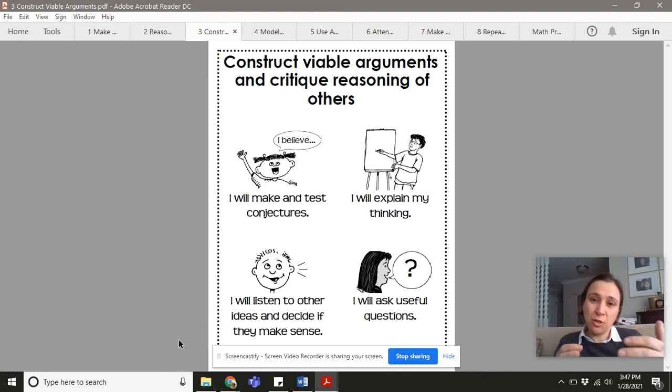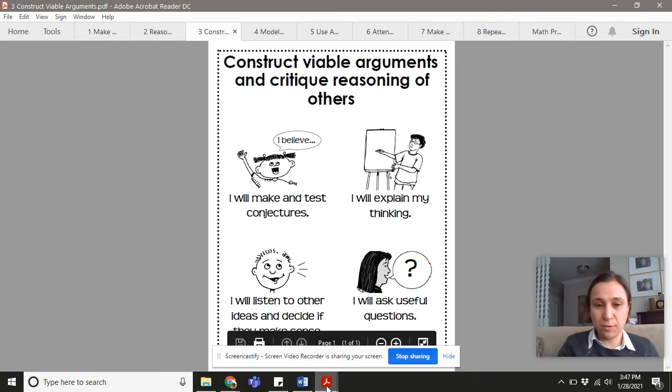We have to ask each other questions about our thinking. We have to listen to each other. And then we have to argue our mathematical argument to decide if we agree or disagree with each other.